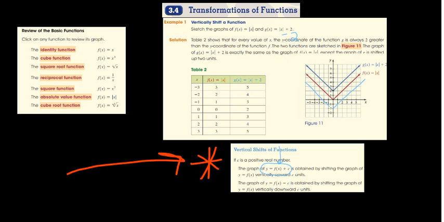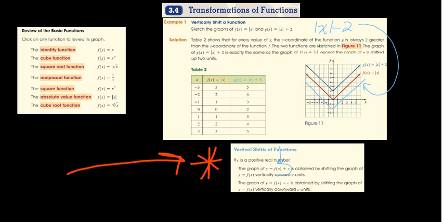Now if this were a minus 2, then we would take that graph and we'd shift it down too, and that is actually really good. So we're going to keep that. If we had the absolute value of x minus 2, that is this graph. Perfect. That is vertical shifts. Super duper easy.